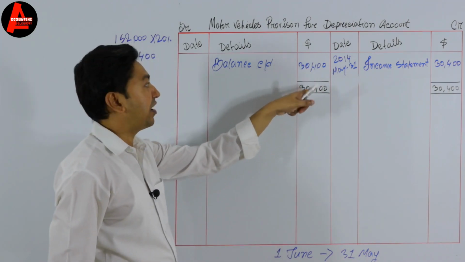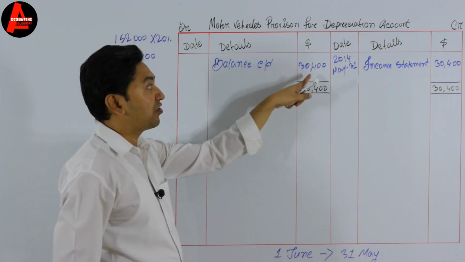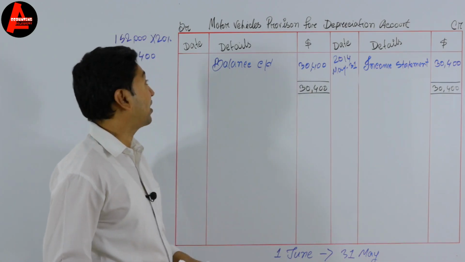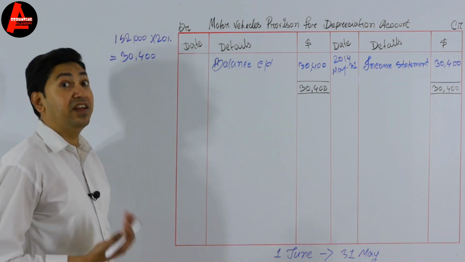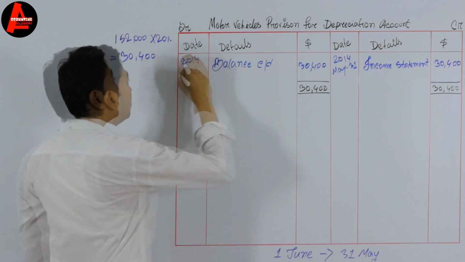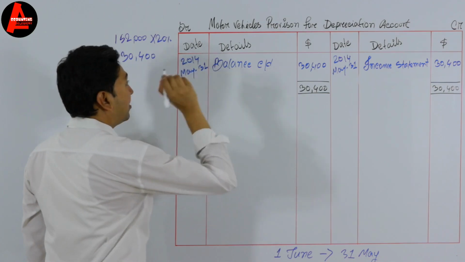We did not have any money, so 30,400 minus 0 equals 30,400. Same amount. And CD stands for carried down. Don't forget. And what is the date for balance CD? It is the last day of the financial year, right? So it is 2014 May 31st.